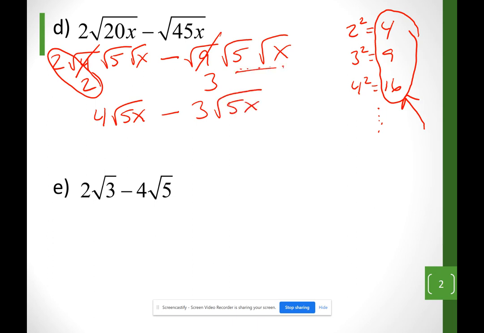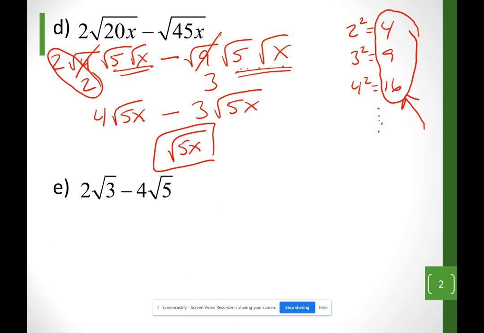Notice that these 2 that I had in radicals, I just multiplied them. Now I notice that my radicals are the same thing, 5x. So I just look at the numbers on the outside. 4 minus 3, that's going to give me 1 square root of 5x. Notice how my 1 at the front is optional, so I chose not to write it.